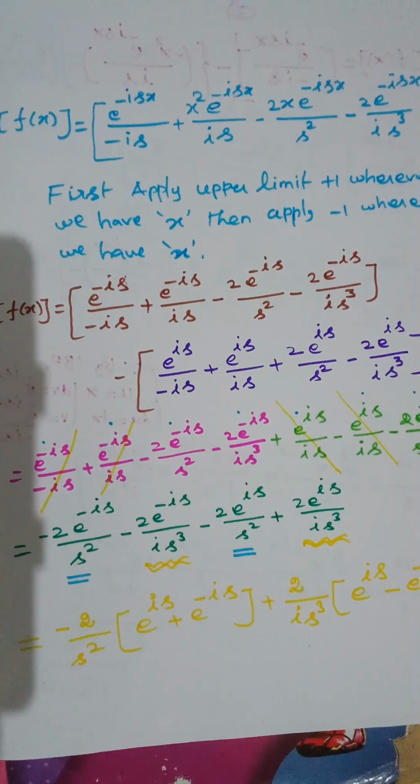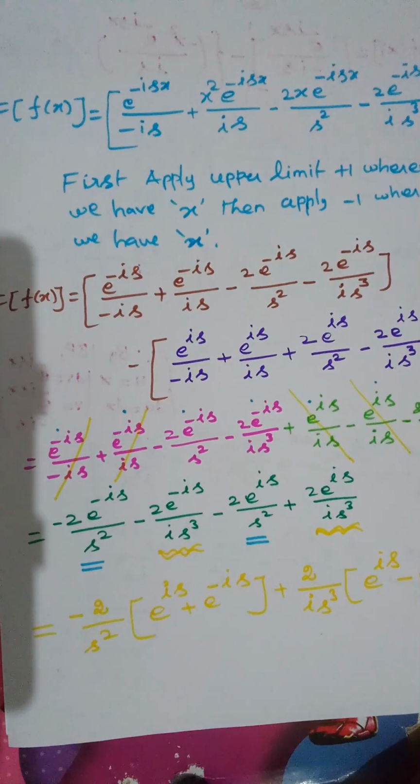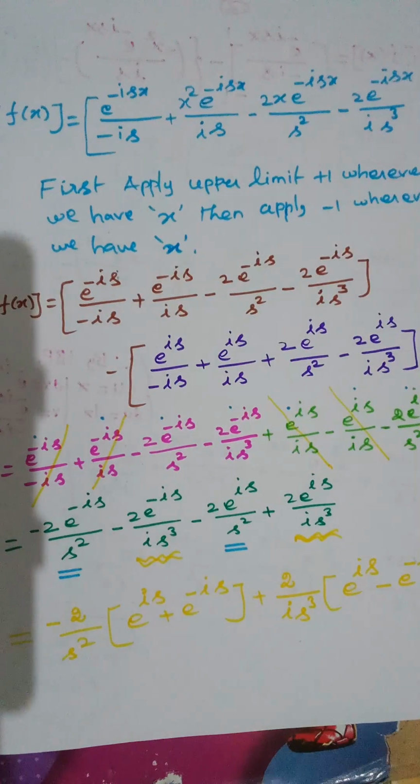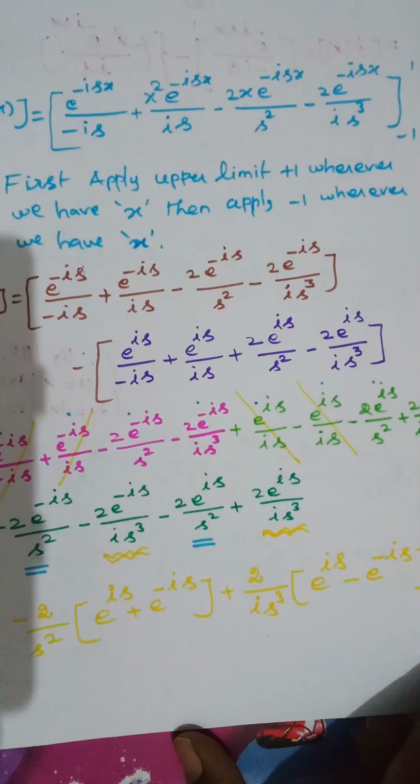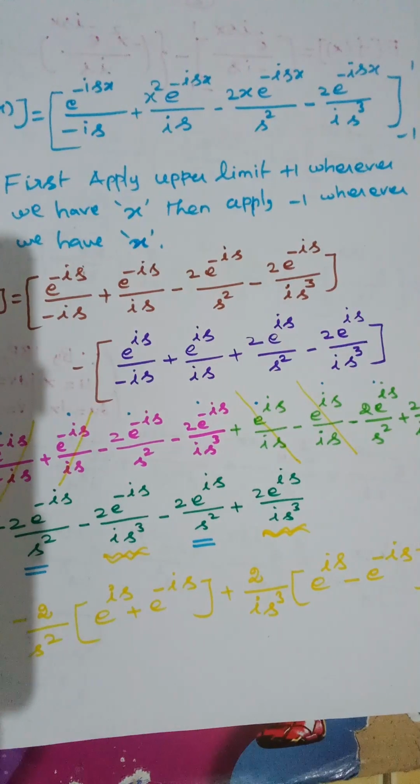Now we are going to apply the lower limit with minus, same terms: e power plus is by minus is, isn't it? Why the change? So x will be minus s. So already it has minus, so minus into minus is plus. So e power plus is by minus is. The denominator keep as it is. Then the second term e power is by is, plus 2 into e power is by s squared, minus 2 into e power, sorry, plus is by is cube. So these are the terms.